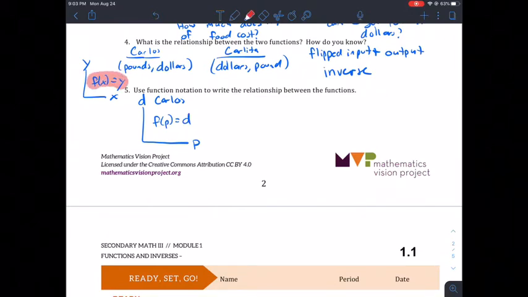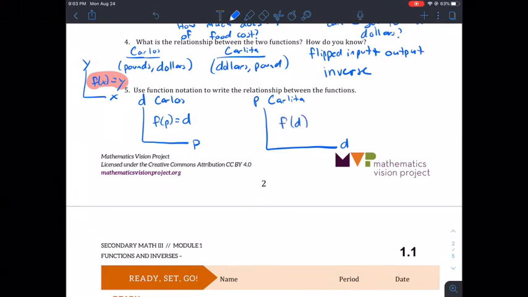All I did was rearrange the letters on here. Our input was p, our output was d. So then for Carlita, her input was dollars, her output was pounds. So her function would be f of d equals p.